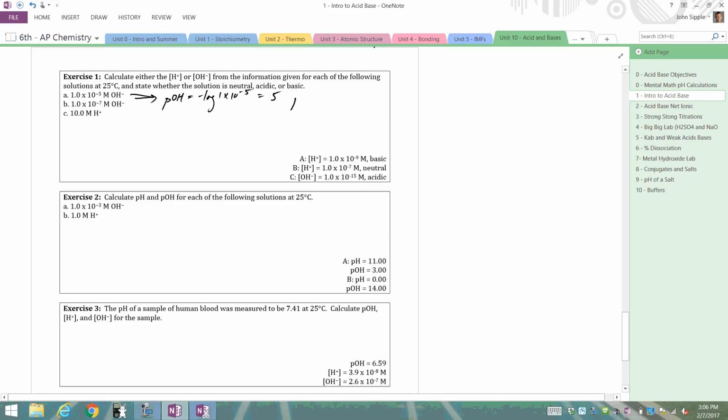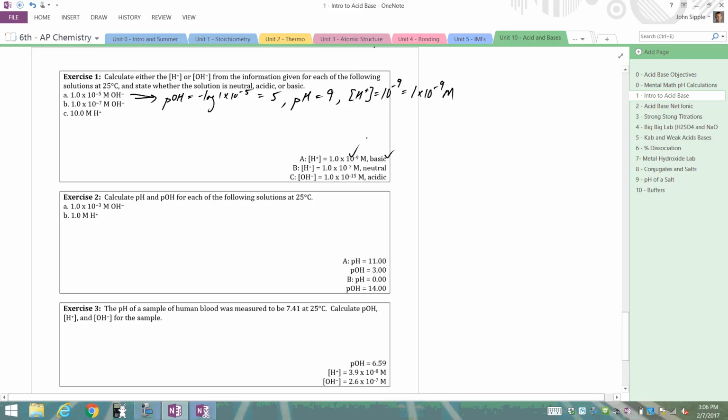So that means the pH is equal to 9. And that means the concentration of H plus is equal to 10 raised to the negative pH. It's going to be 1 times 10 to the minus 9 molar. And that's basic. There we go. All that checks out right there.